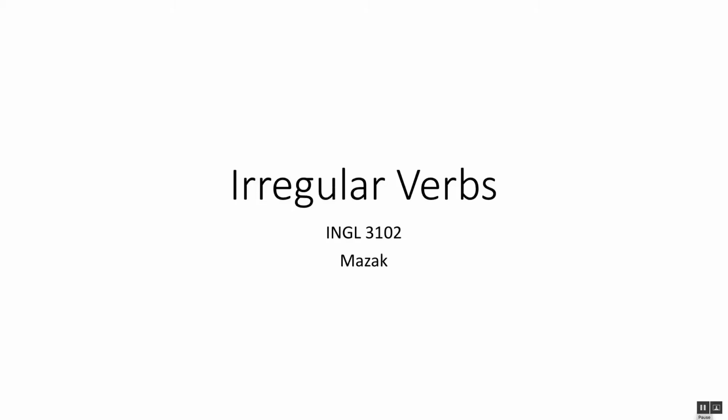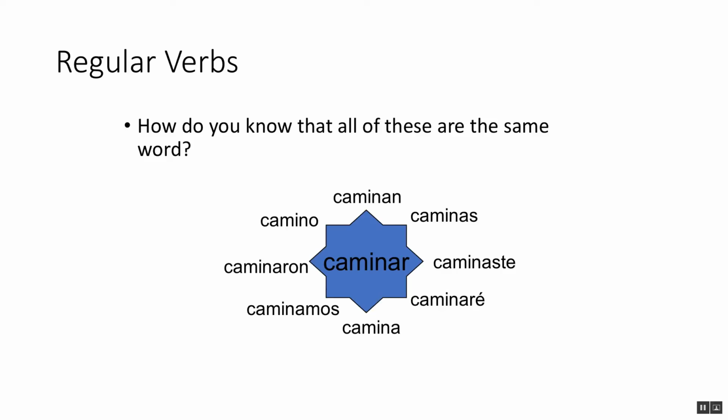All right, now you've probably heard about irregular verbs before. Many of the most basic vocabulary in English is their irregular verbs. So I'm going to talk a little bit about that. But first, let's think about Spanish. How do you know that all of these are the same word in Spanish?